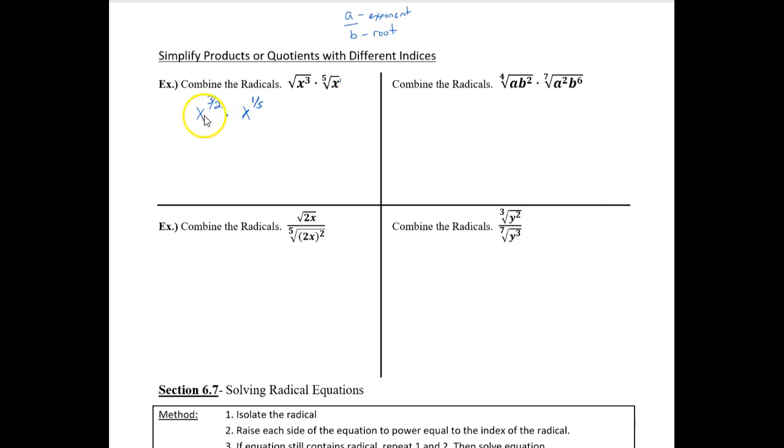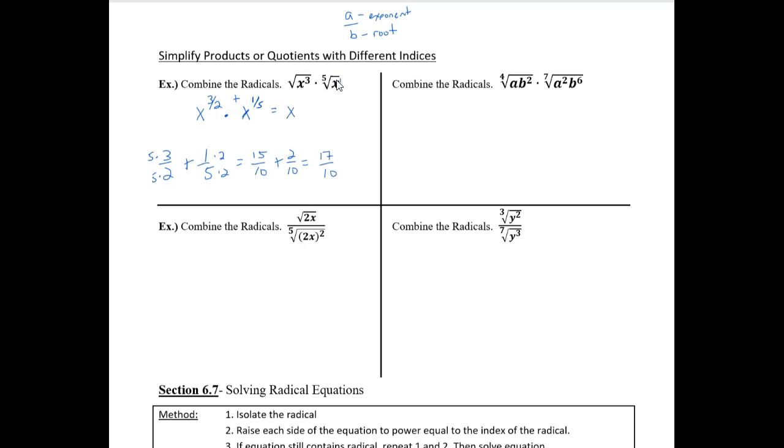Now we have a base times a base. What do we do with these exponents? Do we add or multiply them? We add them, right? So essentially I am adding 3/2 plus 1/5. How do we add fractions? They have to have a common denominator. The LCD here is 10. Multiply the first fraction by 5, second fraction by 2. And I've got 15/10 plus 2/10, and I get 17/10.